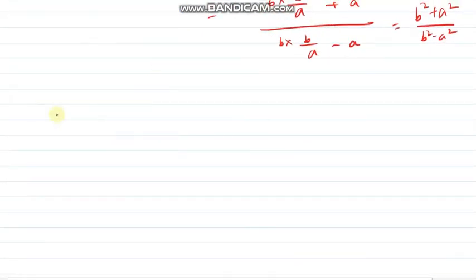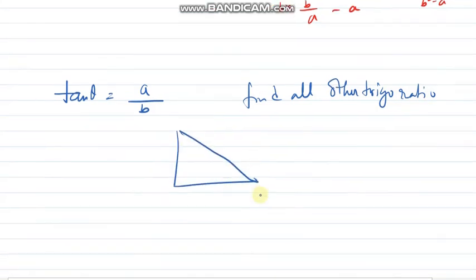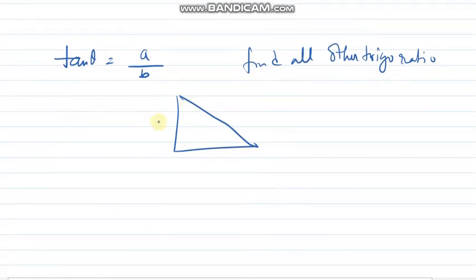So now one more sum I am solving based on trigo ratios for your benefit. I hope all of you understood how to apply this formula. Now if it is given that tan theta equals a divided by b, find all other trigo ratios. From there, if I draw the diagram, tan theta is opposite side by adjacent side, so I will take this side as ak divided by bk, right?